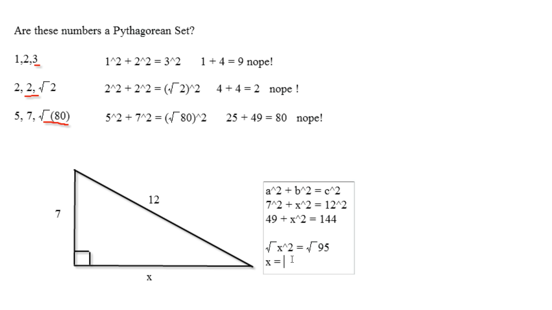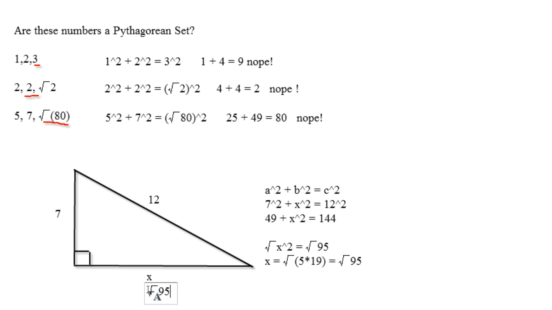Okay, and you simplify it the best you can. That would be 5 times 19, which we cannot simplify, so that just turns into the square root of 95. Okay? All right, and that's your actual number. Now that's the exact answer. I don't want any of these roundings with decimals, please. Just try to get the best exact answer possible, okay?